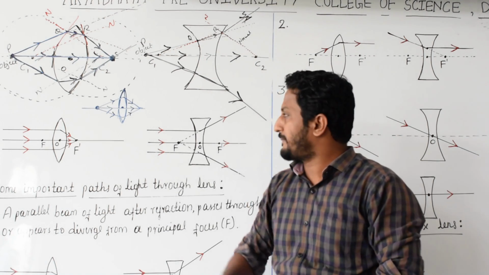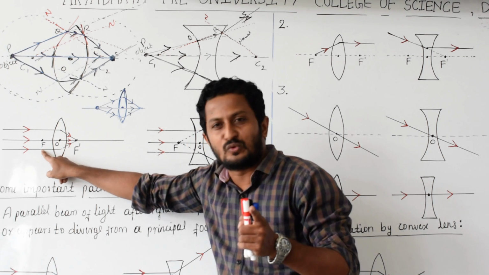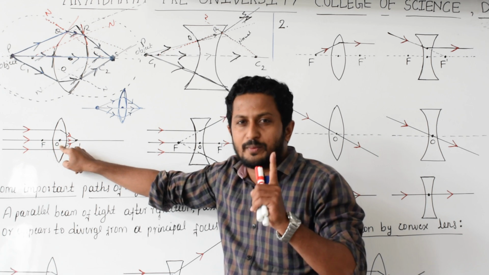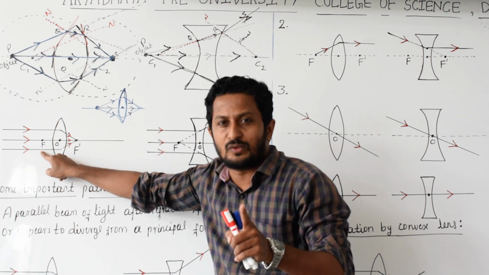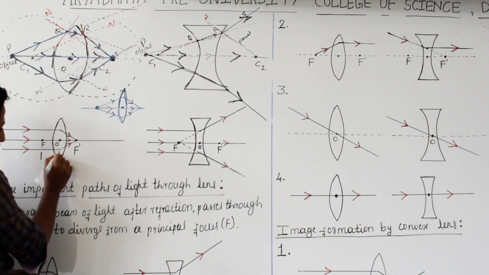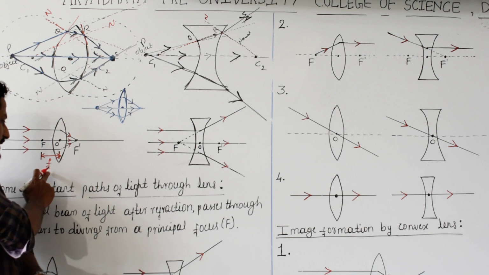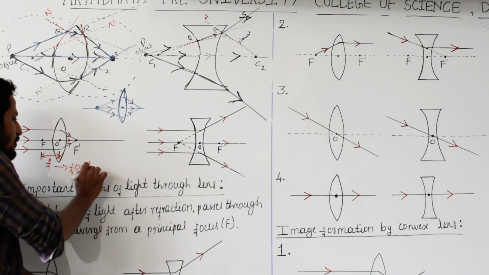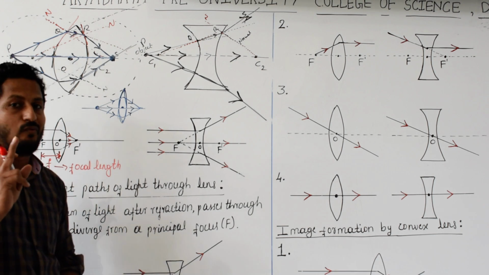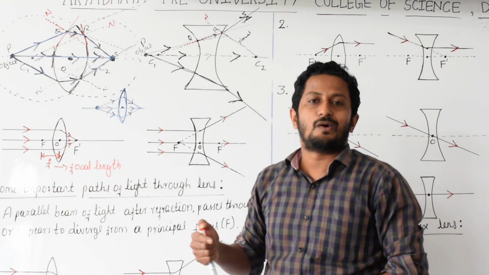The distance between the optical center and principal focus is called focal length. I mean this, from here to here. This distance we represent with the small f symbol. Small f is focal length, very important. Small f is focal length, capital F is principal focus. Have you understood? You will get a 1 mark question on principal focus and even on focal length.